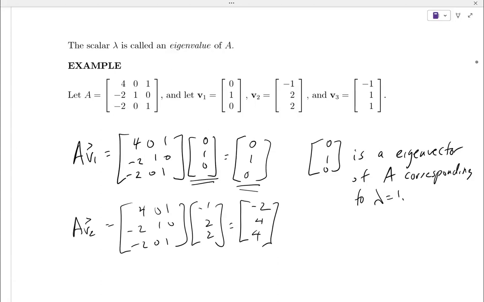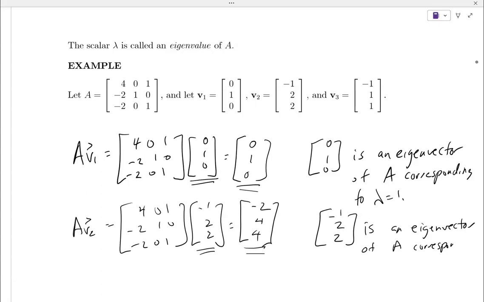So again, is the answer a scalar multiple of what we started with? What scalar? 2, yeah. So -1, 2, 2 is also an eigenvector. I guess "and" would be a better word than "an eigenvector," try to get the grammar correct, of A corresponding to lambda equals 2.